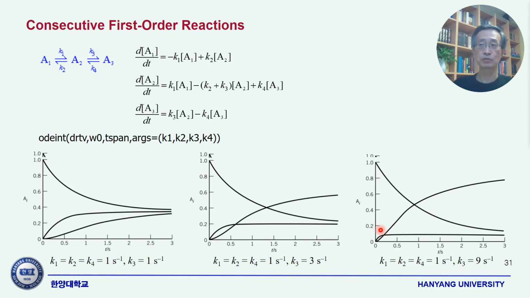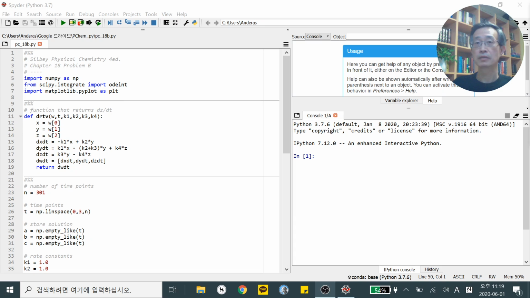Okay, so that's what we are going to observe when we solve this equation numerically. Here I open the Spyder editor, which is equipped with Python 3.7, and I loaded the code. I just wrote it. Well, actually, this was done last year sometime.